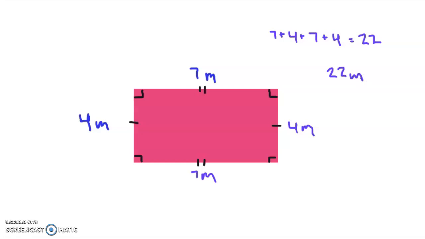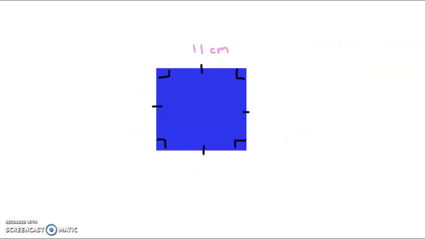Now we are going to find the perimeter of a square. A square has 4 sides and 4 right angles that are all congruent. So this means if we are given one side length, then we are given all the side lengths because all the side lengths are congruent. So now we can write that all of these side lengths are 11 centimeters.